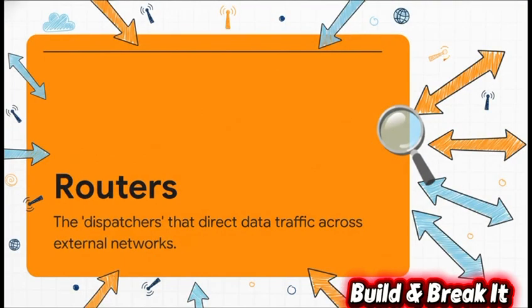But what about talking to the rest of the world? I mean, outside the rack? Well, that's the job of the routers. So if the switch is the local traffic cop, the router is kind of like the main airport dispatcher, directing all the data traffic from the rack out to the wider internet and then routing all the incoming traffic to exactly the right spot inside.